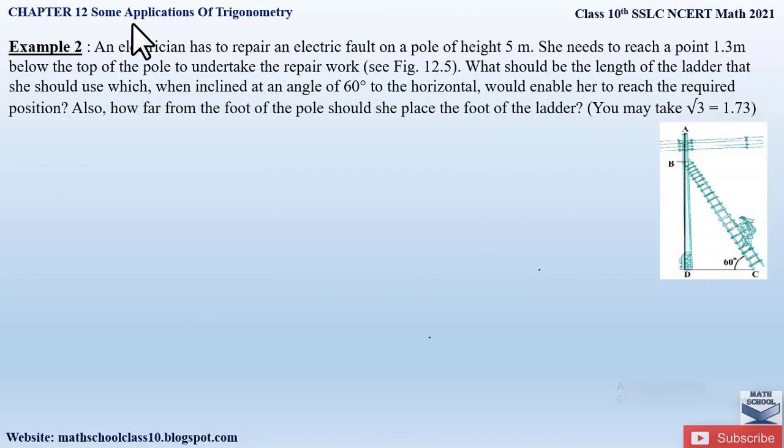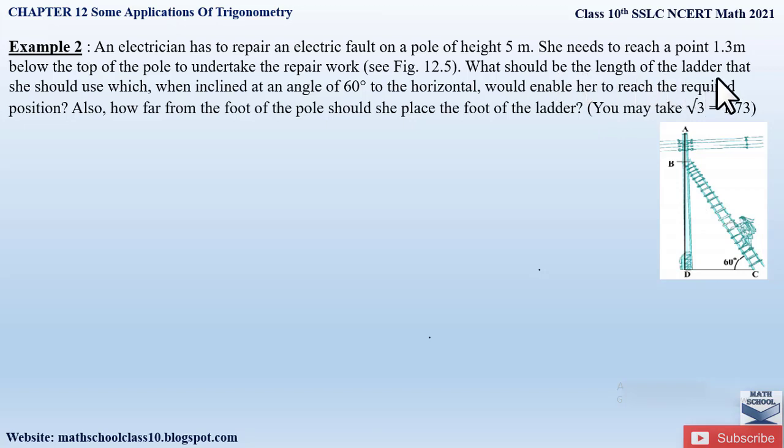Example 2 from chapter 12, some applications of trigonometry says: an electrician has to repair an electrical fault on a pole of height 5 meter. She needs to reach a point 1.3 meter below the top of the pole to undertake the repair work. So this is shown in the figure here. This is the pole which is named as AD, and the electrician has to reach a point 1.3 meter below the top of the pole. So from the top of the pole, when you come down 1.3 meters, this is the point B at which the repair work has to be undertaken by the electrician.